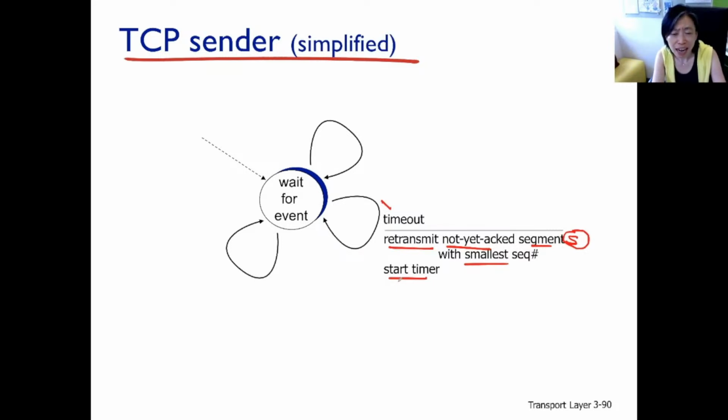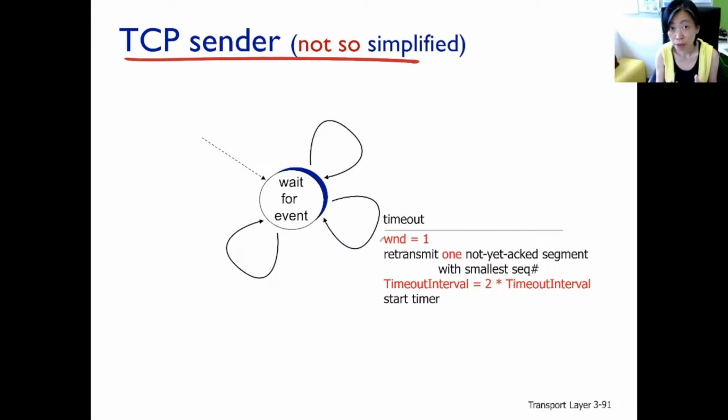But this is really odd, right? This is not really like go-back-N. This is not really like selective repeat either. This is in fact TCP's reliable data transfer mechanism trying to do a little bit of congestion control. That defines more precisely what the TCP sender does when there is a timeout event. Note that this is no longer the simplified TCP.